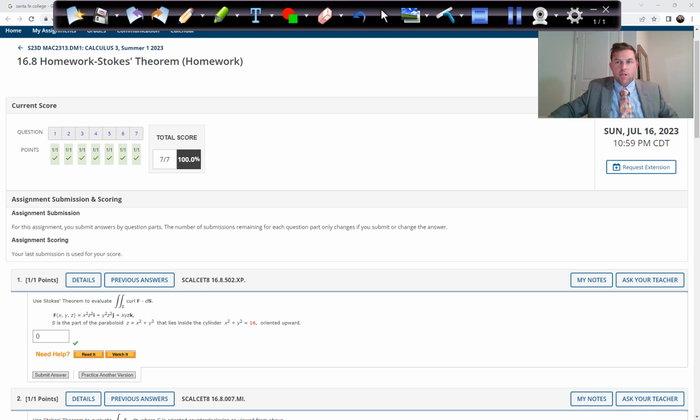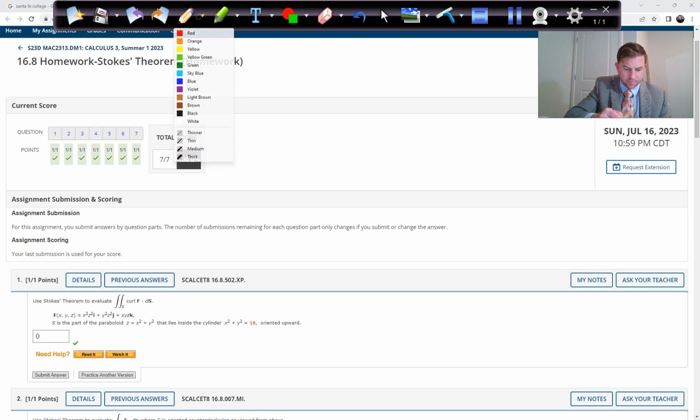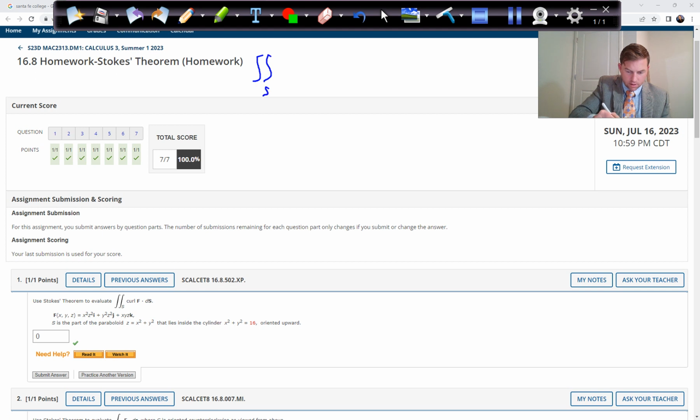Chapter 16, section 8, we'll look at Stokes' theorem. So this is actually pretty similar to what we just did in the previous section. It says, use Stokes' theorem to evaluate the double integral across S of the curl of F dot dS.